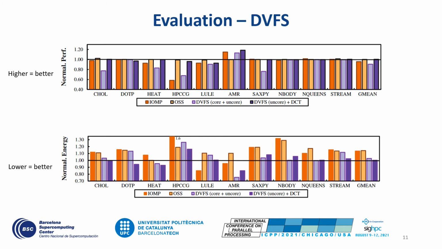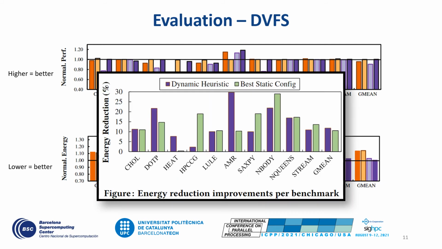When it comes to the normalized energy gains, we can see that overall the best option to use would also be DVFS uncore and DCT, in which we see power consumption reductions over all benchmarks. In this summary, we plot the energy reduction gains of our final heuristic, which is DVFS uncore plus DCT, when compared to the best static configuration using any kind of DCT or DVFS available. And as we can see, it has competitive energy reduction when compared to the best static one.